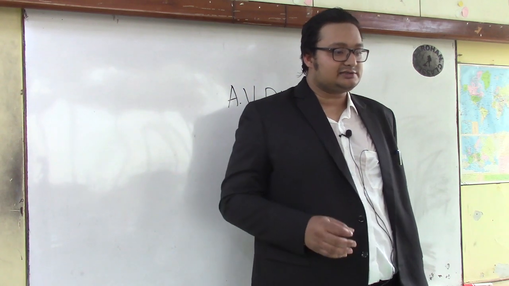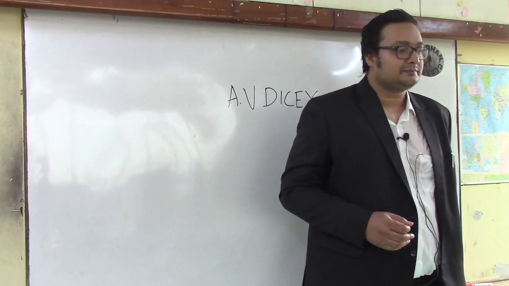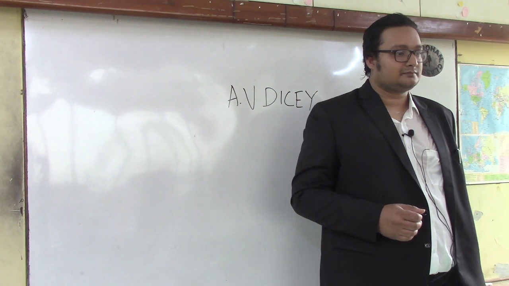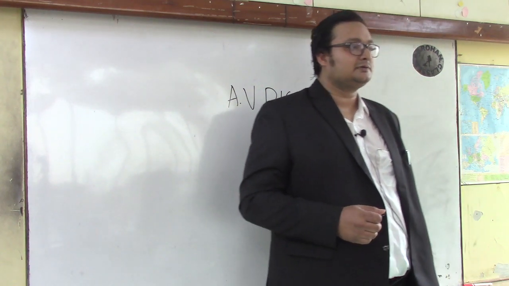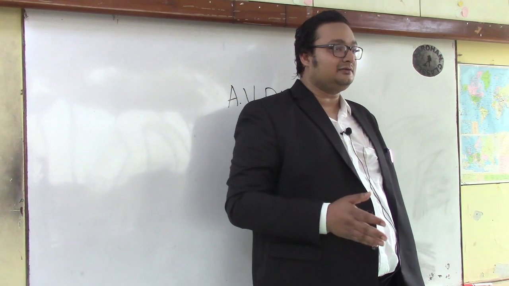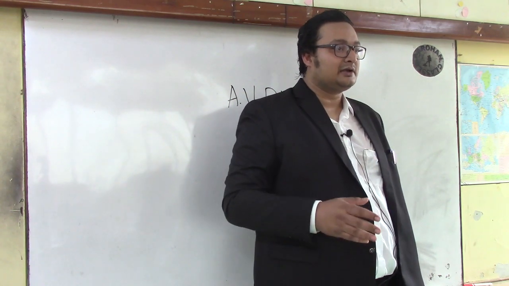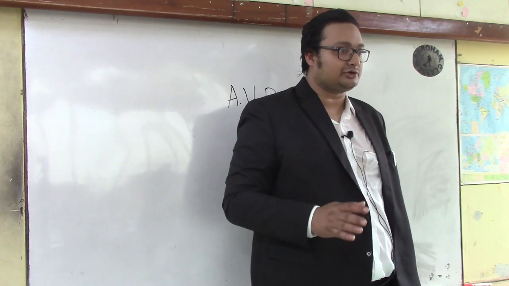The union list, state list, and concurrent list. Okay? So this is the separation of powers between the center and the state. But I don't mean separation of powers in the sense of legislature, executive, or judiciary over here. That's a different thing.